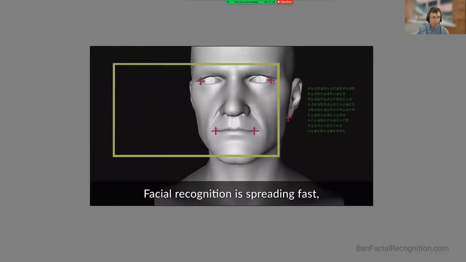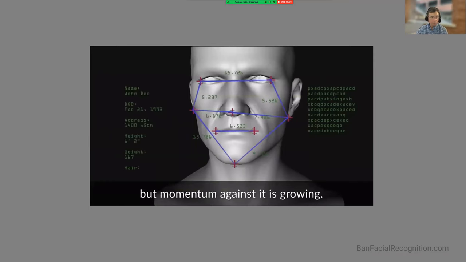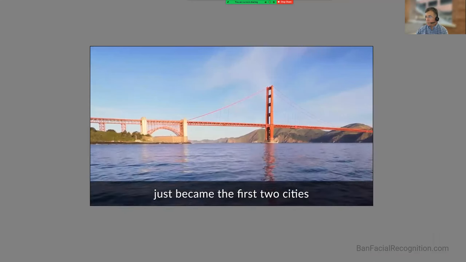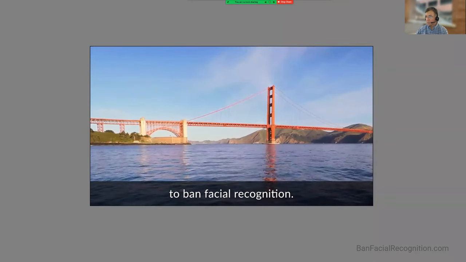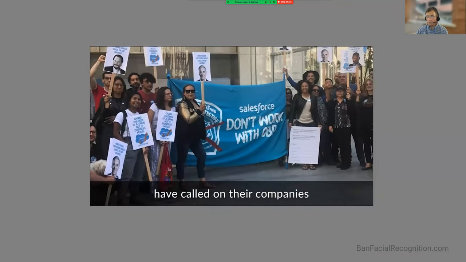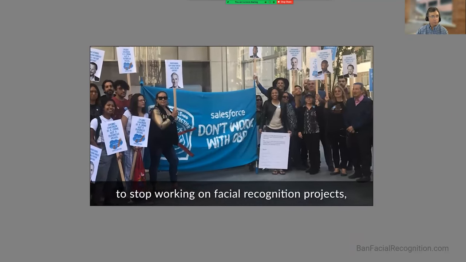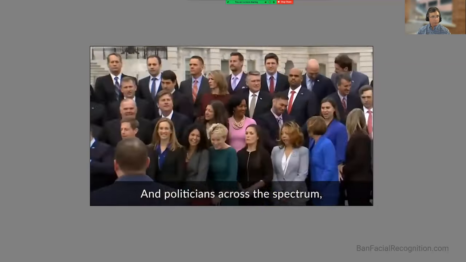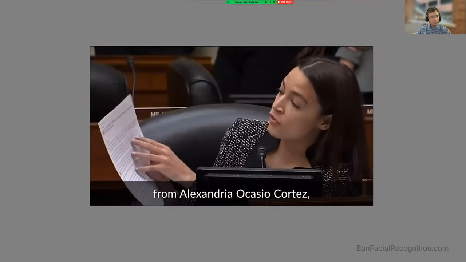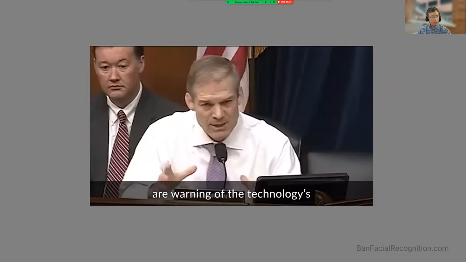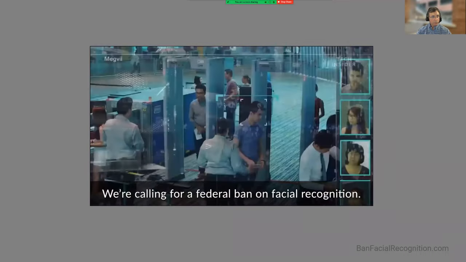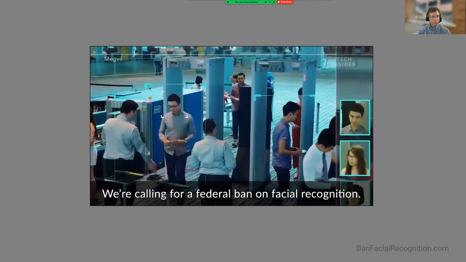Facial recognition is spreading fast, but momentum against it is growing. San Francisco and Somerville, Massachusetts just became the first two cities to ban facial recognition. Thousands of tech employees have called on their companies to stop working on facial recognition projects, warning of surveillance dangers. And politicians across the spectrum, from Alexandria Ocasio-Cortez to Jim Jordan, are warning of the technology's inherent dangers to civil liberties. We're calling for a federal ban on facial recognition.